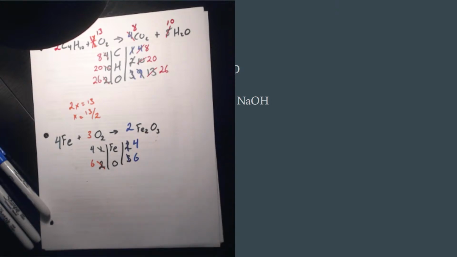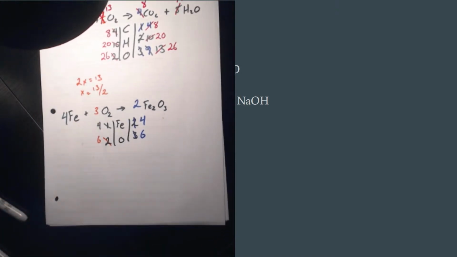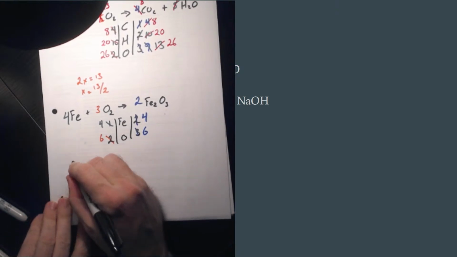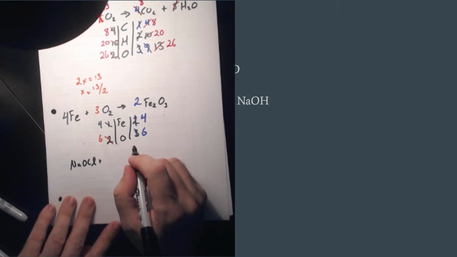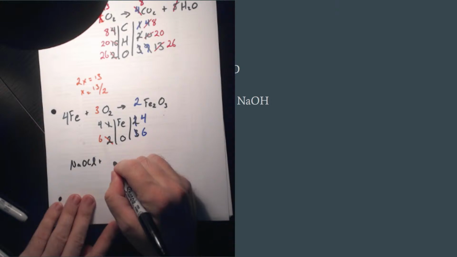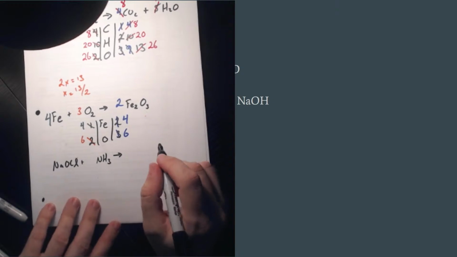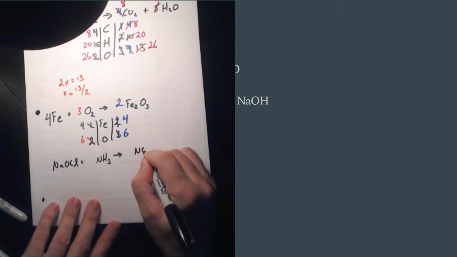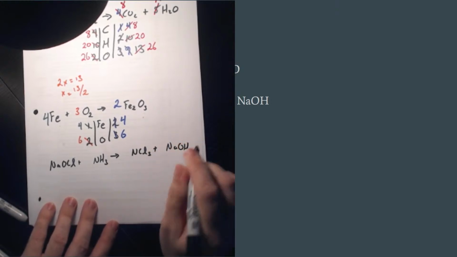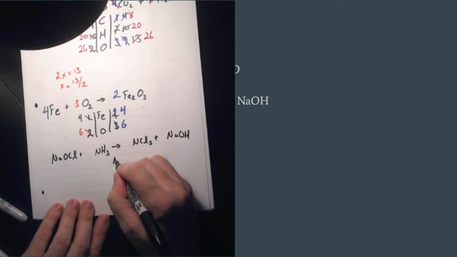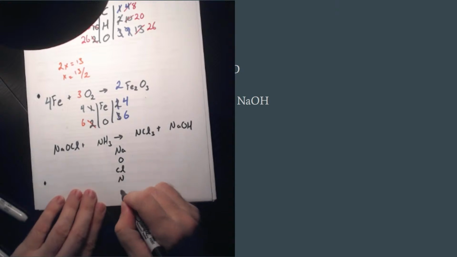And finally, a reaction that you do not want to attempt at home. This is the reaction of sodium hypochlorite and ammonia. That is to say, this is one of the reasons why you don't mix bleach and ammonia. There are lots of reactions that happen. This is just one of them. It produces a lot of very nasty gases that are very bad for you, and you do not want to breathe them. So we have sodium, oxygen, chlorine, nitrogen, and hydrogen.